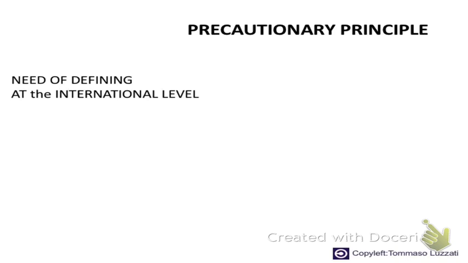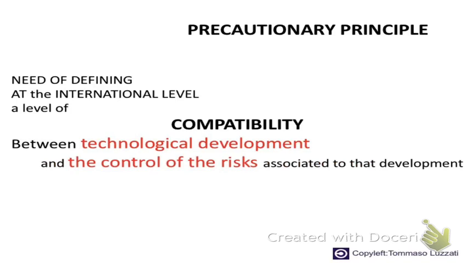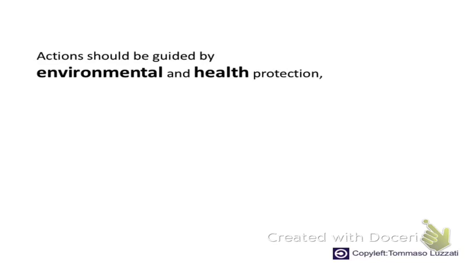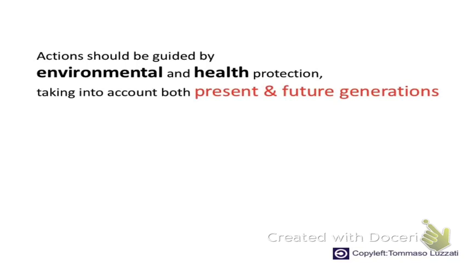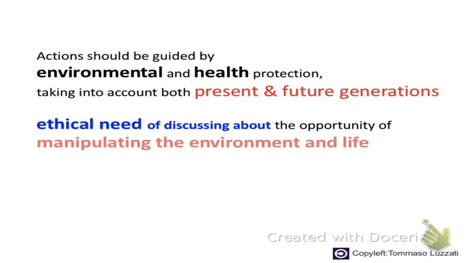What is the precautionary principle? Actually, it is within many international treaties, and it is about the compatibility between technological development and the control of the risks associated to that development. The principle says that we need to care about environment and health while adopting technology, taking into account both present and future generations, and the ethical need of discussing the opportunity of manipulating the environment and life.